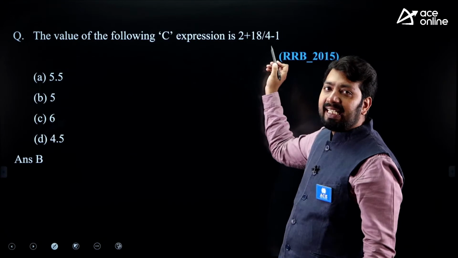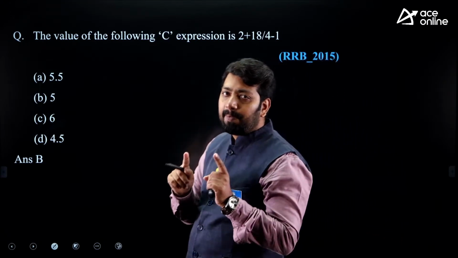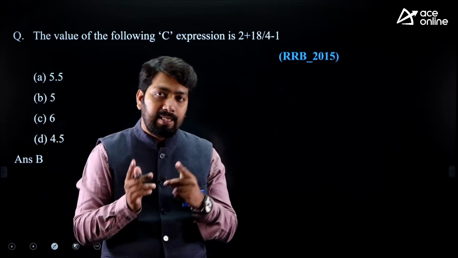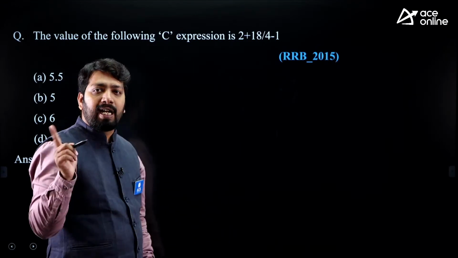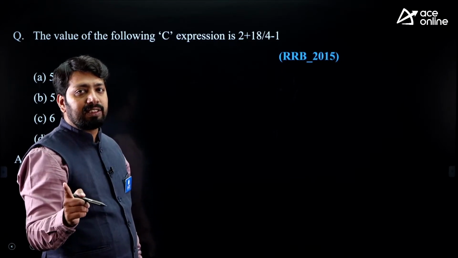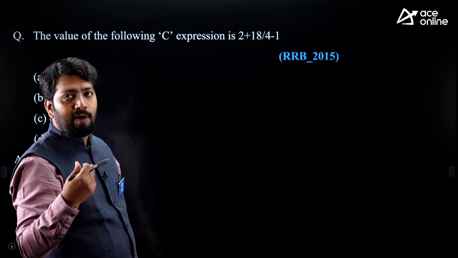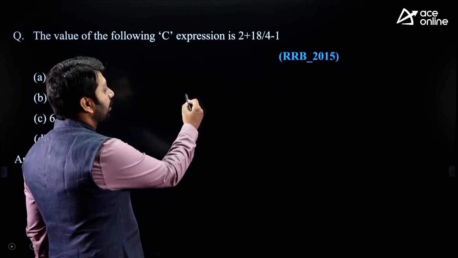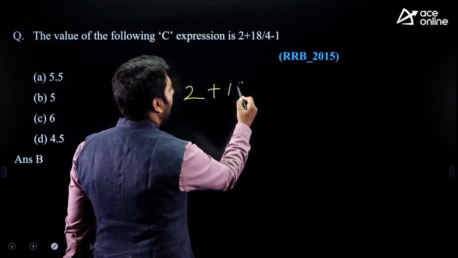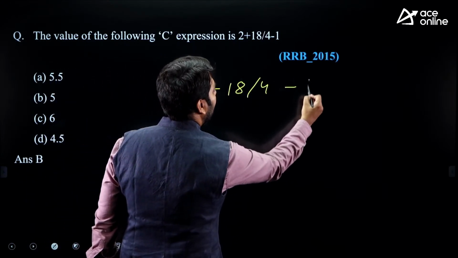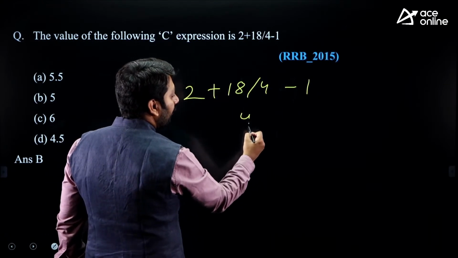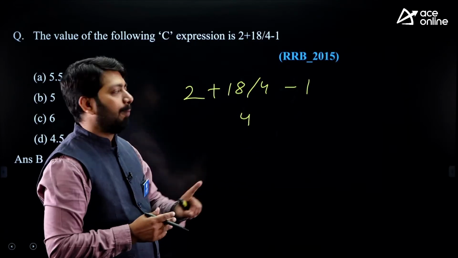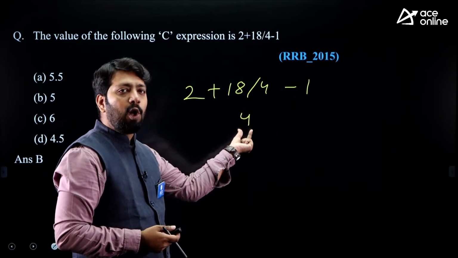Because all are integers. When an operation is performed between integers, then the answer is also an integer. Fine. There is a term called typecasting that comes into the picture. I would suggest you to study typecasting or follow our course, and our course will help you to clear the exam. Fine. So 2 plus 18 by 4 minus 1. 18 by 4 is 4. 4 fours are 16. Now you might be thinking, no sir, it is 4.5. No. Both are integers, so the answer will also be an integer.